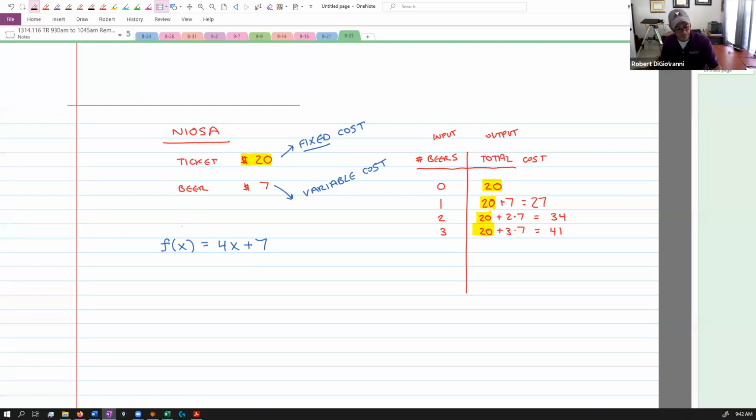So what I'm going to do is I'm going to create this function. I'm going to call it C of x. Now, I'm using capital C to represent cost. Okay, I could call that function anything I want, but I'm going to use capital C to represent cost. This cost should be 7 times x plus 20. So 7x is the variable cost. And then this is our fixed cost.